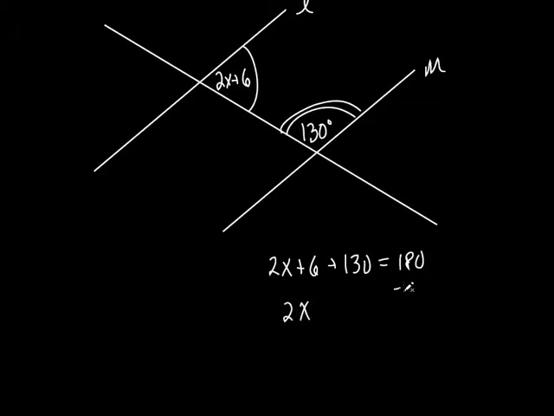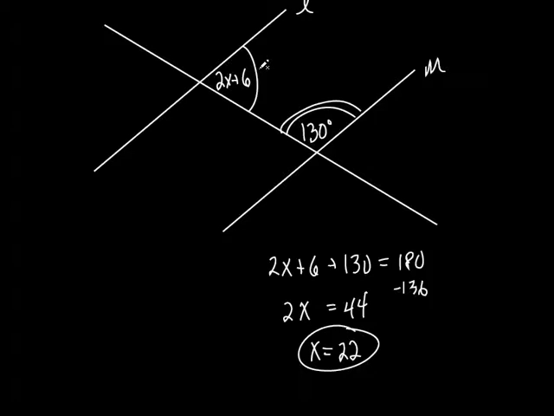That's 136, right? So subtract 136, and that's what? 44, right? Divide by 2, x is 22. And there it is. That's all there is to it. The geometry is pretty simple. The geometry was just understanding that they're supplementary.